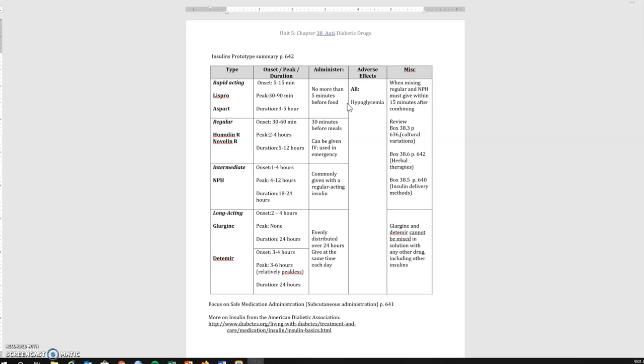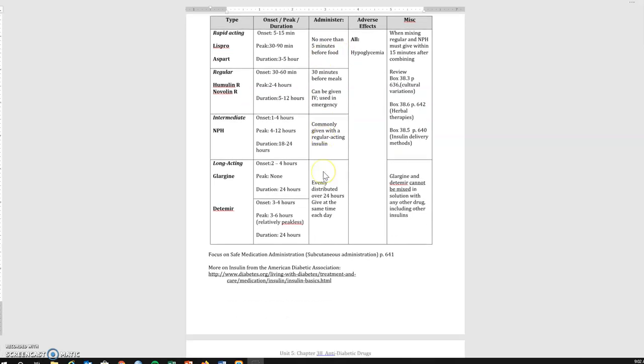The rapid-acting insulins have an onset of 5 to 15 minutes. Therefore, this drug needs to be given no more than 5 minutes before the patient ingests their food, while regular insulins have an onset of 30 to 60 minutes and can be administered up to 30 minutes before the patient eats. Intermediate insulin, or NPH, has an onset of 1 to 4 hours. It is commonly given in conjunction with a regular acting insulin to provide a more prolonged and level blood glucose management over the course of the day.